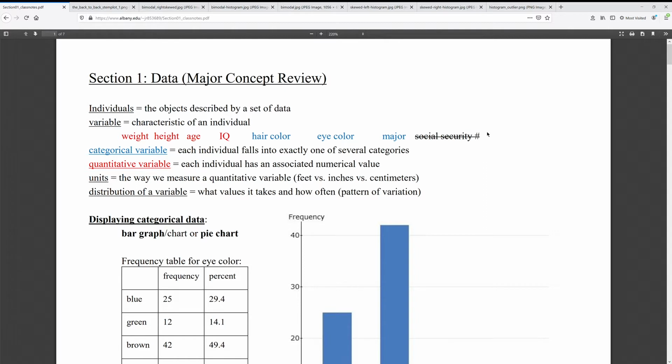Well, let's be a bit more specific, shall we? Weight in pounds, height in inches, age in years, and not necessarily a whole number, of course. You could be 18.2 years old, etc. IQs, to the best of my knowledge, are, as it happens, in whole numbers. SAT scores, anything along those lines.